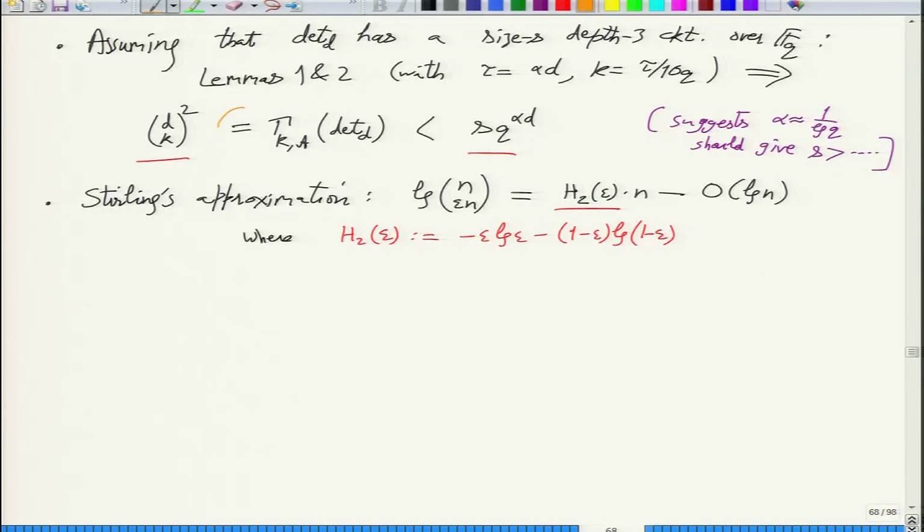Okay, so last time we had shown these two properties, that for the measure gamma, the measure of determinant is exactly d choose k square, and the measure of determinant, if you assume that determinant has a depth 3 circuit, then it will be at most S q alpha d.